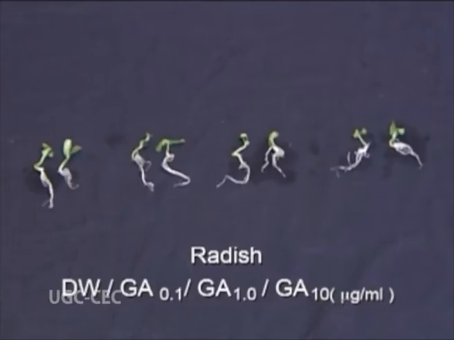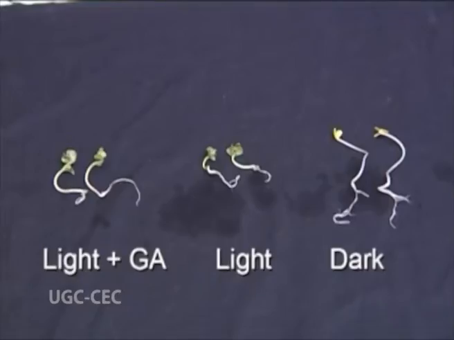The enhancement in the growth of the hypocotyl shows a concentration response to GA in the range of concentrations from 0.1 to 10 microgram per ml. The growth of the hypocotyl is different when the seedlings are grown in complete darkness or in presence of light. There are three major differences in the seedlings grown in darkness or in presence of light.